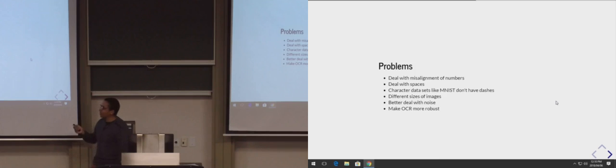So yeah, you have misalignment of numbers because the boxes are just randomly moving across. You have to deal with spaces. Sometimes they'll put a space in the character, so how would it deal with that? Would it just assume that it's a blank or something? The images are different sizes, and like I said, the noise will be different for every image. I just wanted a more robust kind of OCR program than what I could do with that kind of thing.